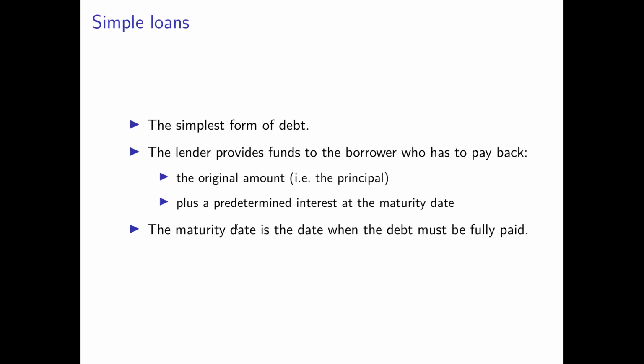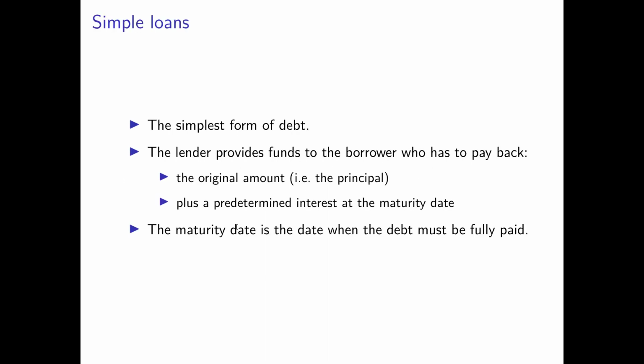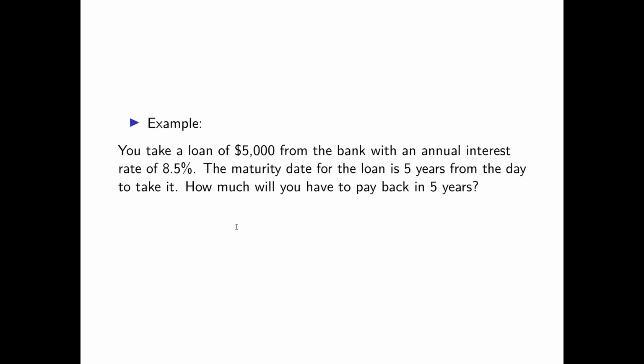Okay, so that's really simple. So let's use this example to illustrate how to calculate the present value for this type of loan. You take a loan of $5,000 from the bank, with an annual interest of 8.5%. The maturity date for the loan is 5 years from the day you take that loan. How much will you have to pay back in 5 years? Okay, so this is fairly simple. How much you will have to pay back in 5 years is basically trying to calculate the future value. You know how much money you take today. You know what the interest rate is. You can use these 2 values to compute the future value.